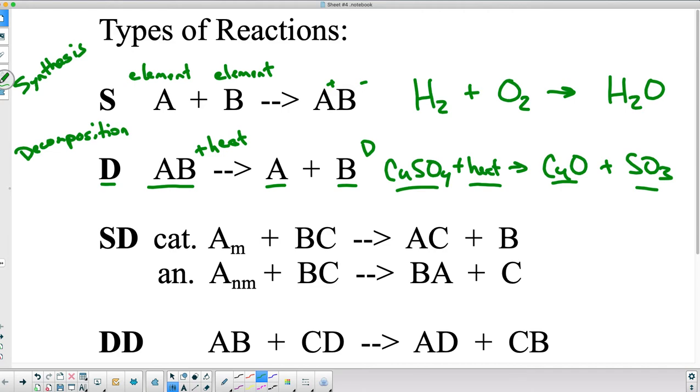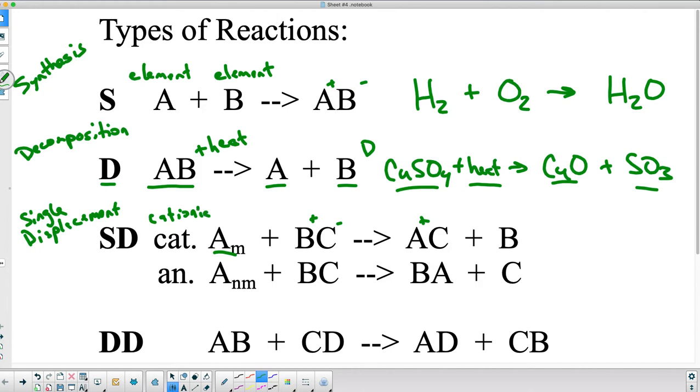Okay, so the other ones that we're going to talk about, and I'm not going to give you examples of these two, single displacement and double displacement, but I will show you what's going on. Single displacement means the single part is referring to just an element, and if that element is a metal plus a compound, where we have a plus and a minus here, then that metal, this by the way stands for cation. This is what we call a cation single displacement, because that metal gets a positive charge on the right hand side, and that's why we call it a cationic single displacement.